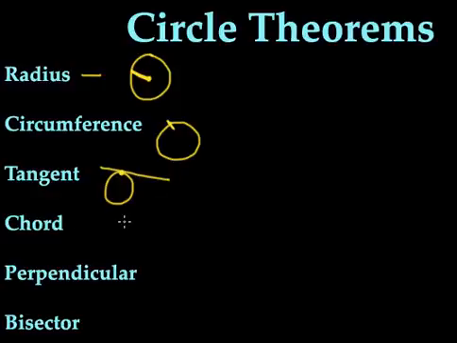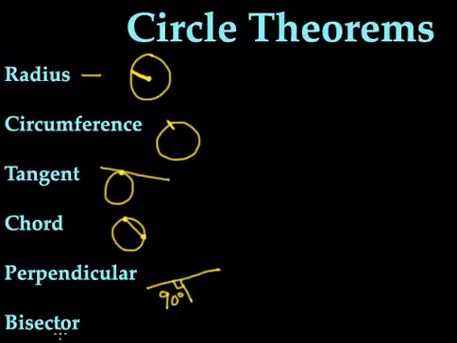A chord is inside a circle. It's a line from 2 points on the circumference. That's called a chord. Perpendicular means two lines that are joined at a right angle, and a right angle is 90 degrees and it's shown with a square.